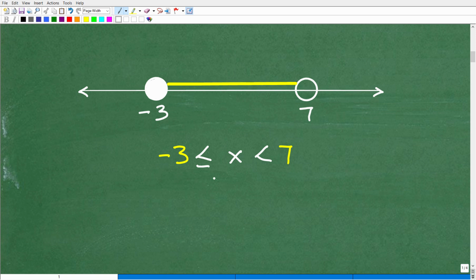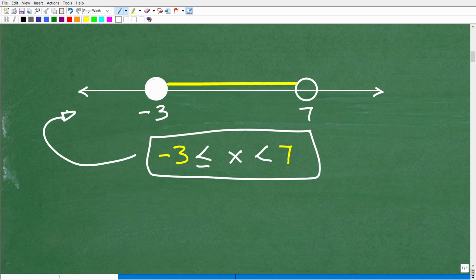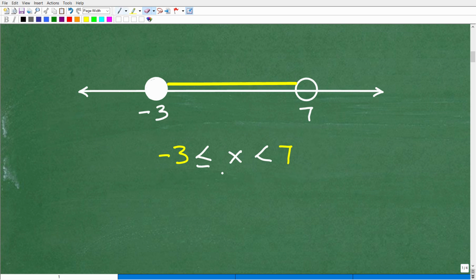And this is the answer right here. This is how we would express the inequality for this graph. When you solve inequalities, you want to represent them graphically. Why do we want to represent this inequality graphically? Because how many solutions does this inequality have? How many numbers are greater than or equal to -3 but less than 7? Well, there happens to be an infinite amount of numbers.